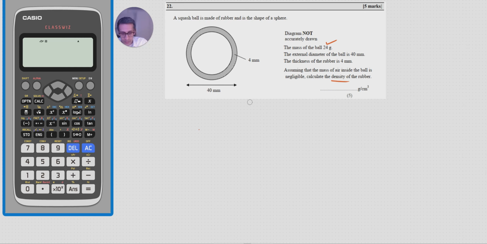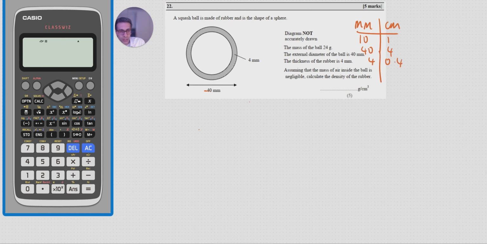First thing we do, like I mentioned in all these videos, is check the units match. So you've got millimeters, millimeters, millimeters, all of that is fine, grams. However, the answer, very annoyingly, is in centimeters cubed. That might be a good thing. It might mean it's easier to convert at the beginning. So 40 millimeters: to convert from millimeters to centimeters, 1 centimeter is 10 millimeters, so we divide by 10. 4 millimeters is going to be 0.4 centimeters.